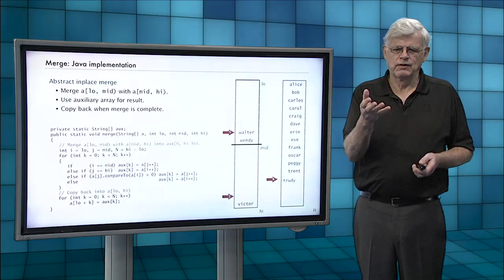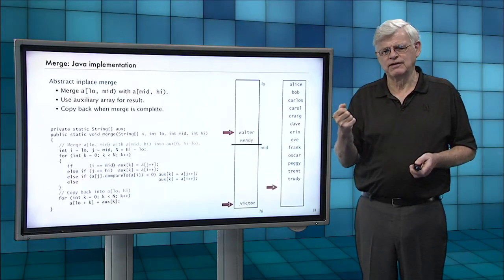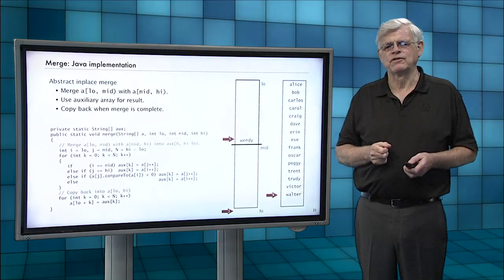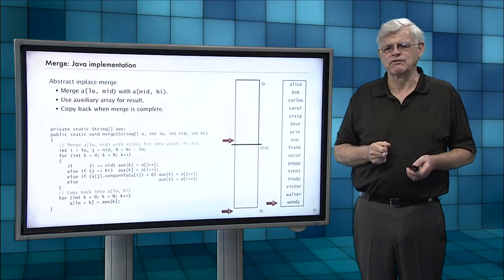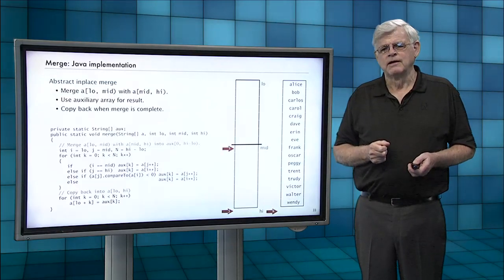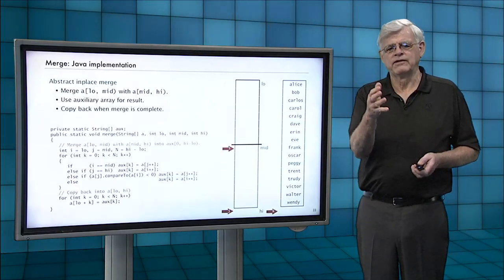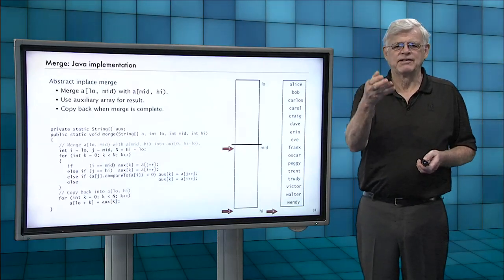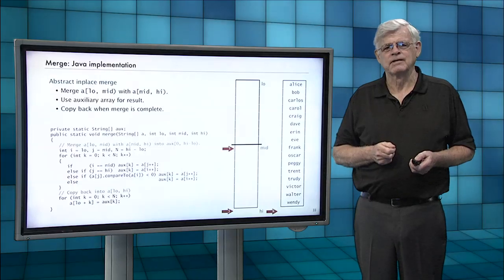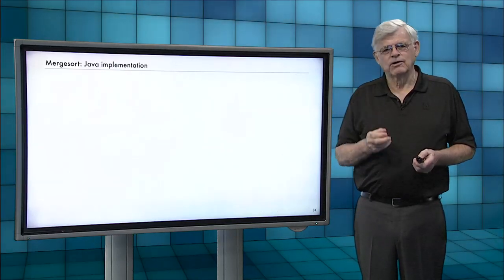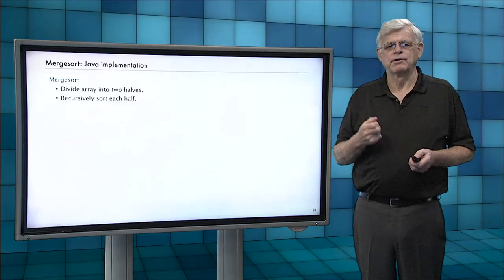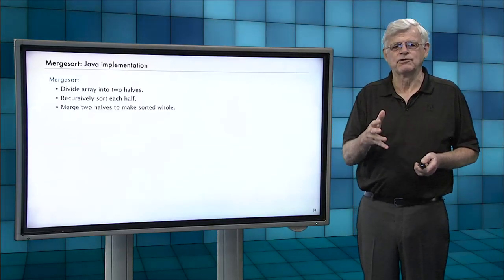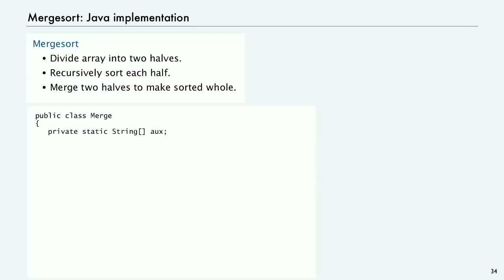And then eventually one of the arrays is exhausted, and that's what the first two conditions in the if statement are for. It's just to move everything from the other one over. So that's merge. And then we copy it back, so the effect is as if we did it in place, but we have that auxiliary array. Now, given that merge, merge sort is a recursive program that uses that abstract in-place merge to get the job done.